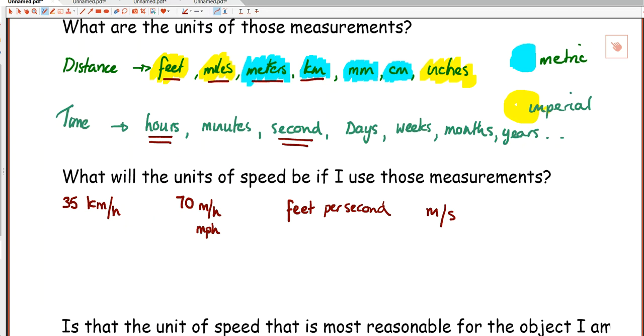Yeah, I like that comment. We could, but we don't. So we have kilometers per hour, miles per hour, feet per second. I don't often see meters per second, but we could.